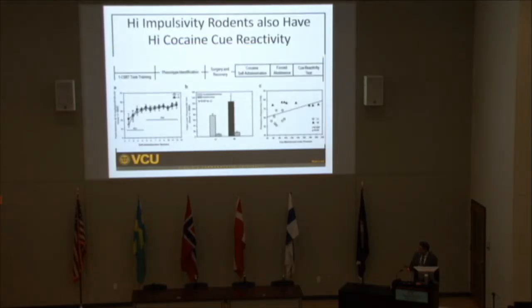So this is similar to the behavioral findings that we had in humans. The rats that were initially trained on the one-choice serial reaction time task were separated into high and low impulsive groups. They then underwent cocaine self-administration, and then had the cue reactivity measured by the task which I just showed you. The high impulsive group had a significantly higher cue reactivity compared to the low impulsive group. So it parallels what we're seeing in the human research studies.